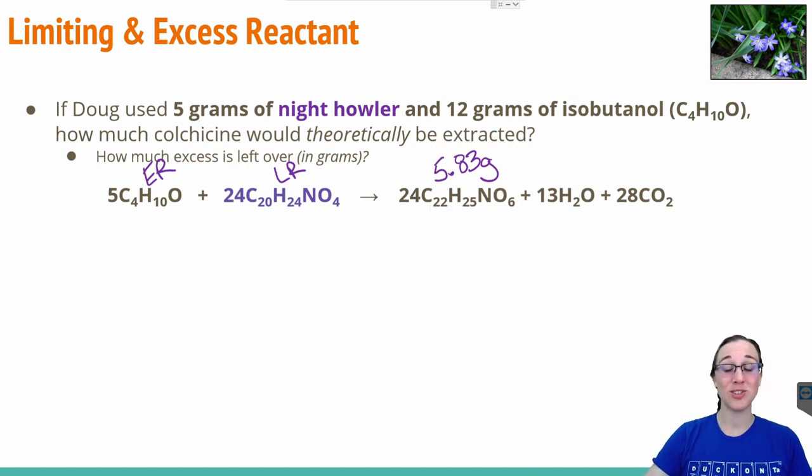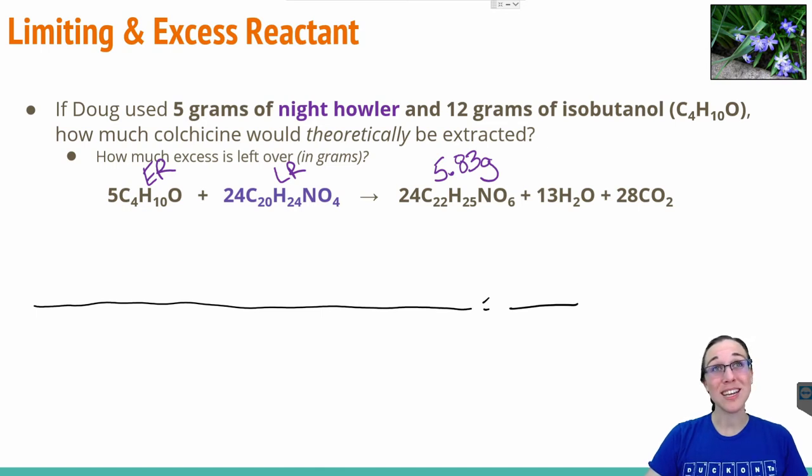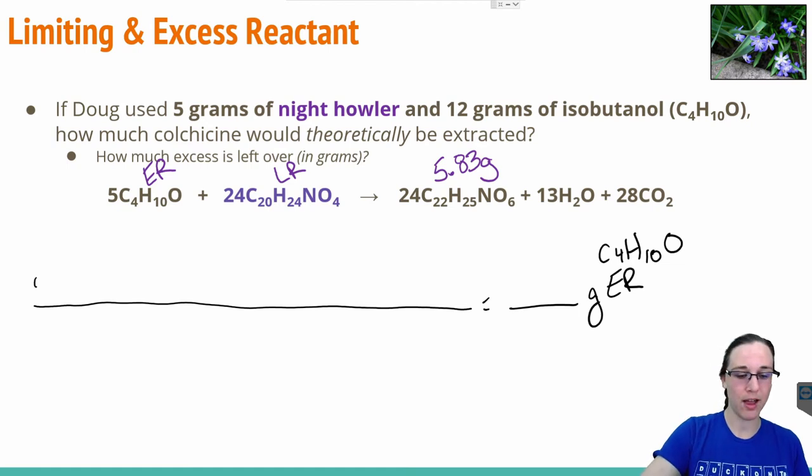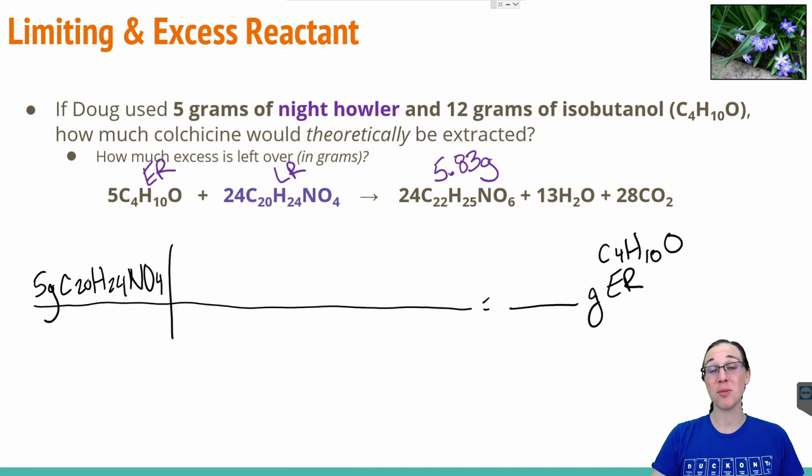All we got to do is draw another magical line to freedom. And now our goal unit instead of the product is going to be the grams of our excess reactant, which happens to be the isobutanol. That's the C4H10O. And we're gonna have our given be the limiting reactant, the amount of Nighthowler we started with, which was 5 grams of C20H24NO4. Luckily, we already calculated the molar masses for this before, and it's going to be the same setup.